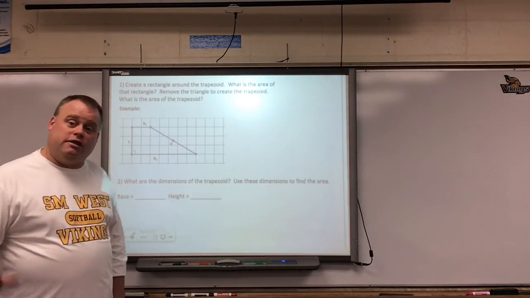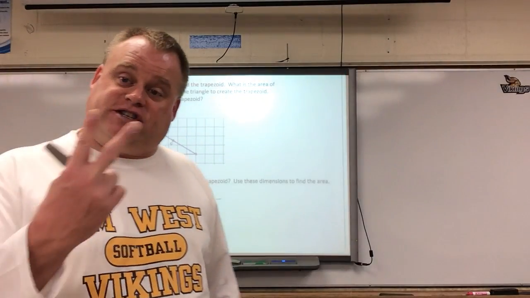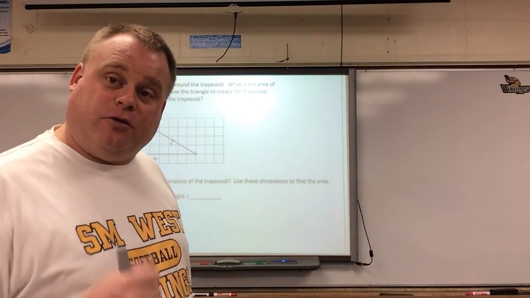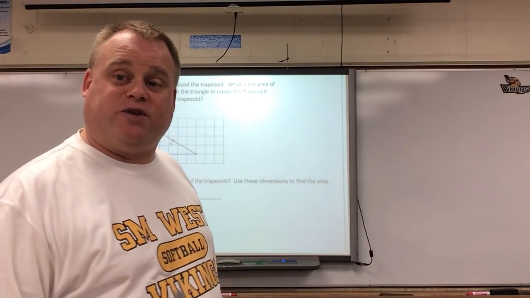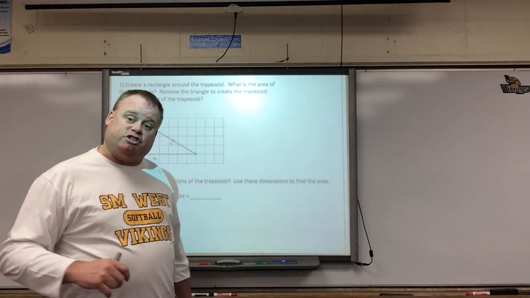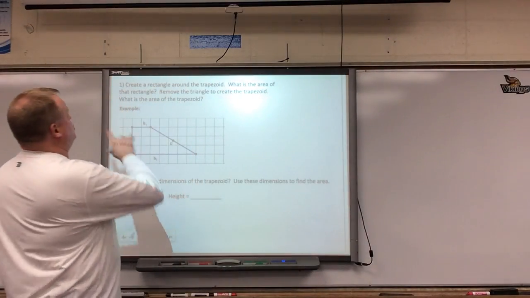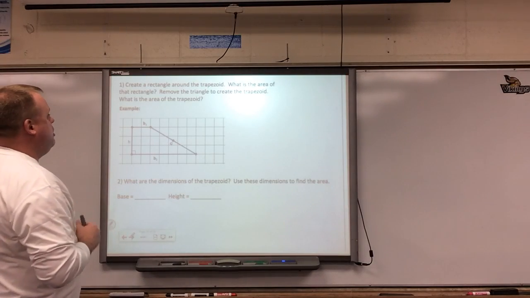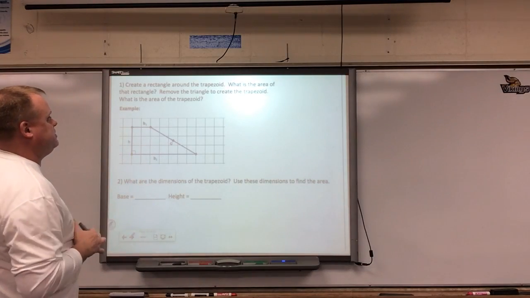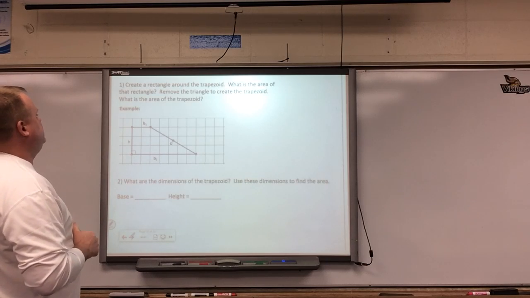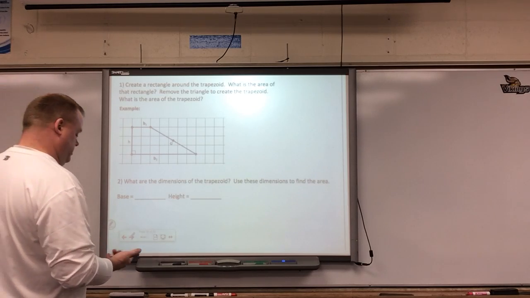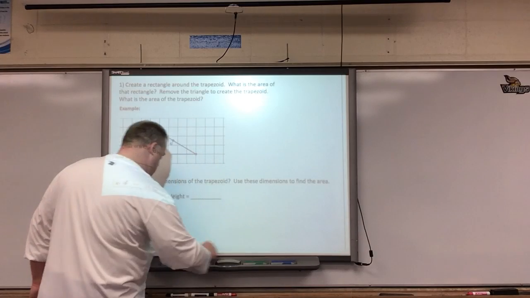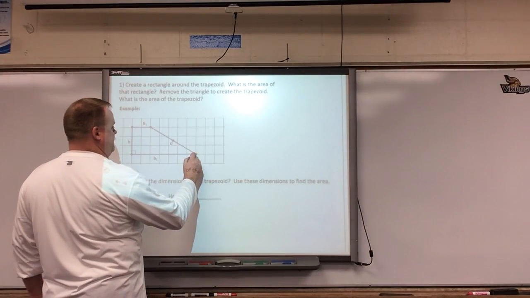So last one. This is the last one on the notes. You just had 2 of them that you had to do yourselves before moving on to the homework. We're at 22 minutes right now. We'll be done here in just about 2 minutes. All right, it says create a rectangle around the trapezoid. What is the area of that rectangle? Remove the triangle to create the trapezoid. What is the area of the trapezoid? So let's do that. Make a rectangle around the trap.